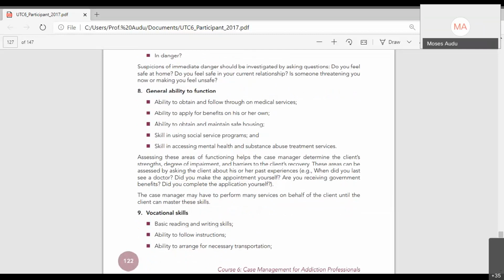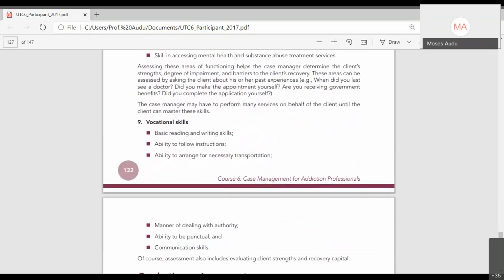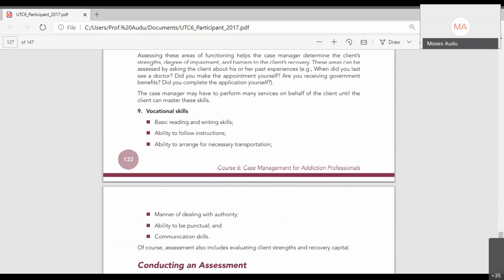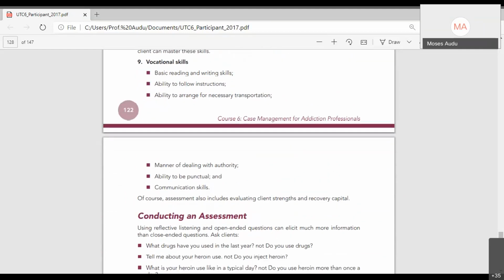So if he has strength in those areas, then you know how you can help or direct him or her as a case manager. And then you look at vocational skills. Basic reading and writing skills are very important for one to survive in our current world. Ability to follow instructions and ability to arrange for necessary transportation. Can the client do all those? Manner of dealing with authority, ability to be punctual, and communication skills, which are usually taught when a client is in treatment. So you have to assess all those.